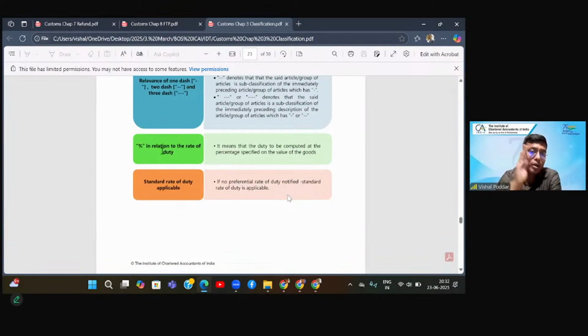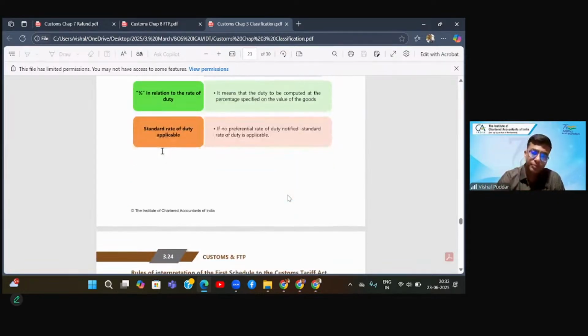Percentage. Against each name, they have to give you the duty. The duty may be either a percentage of value, or in terms of physical quantity like per kg, per liter, etc. Wherever the duty is given as a percentage, it has to always be interpreted as a percentage of the value. So I have to multiply the percentage by the value which we studied in the valuation chapter.